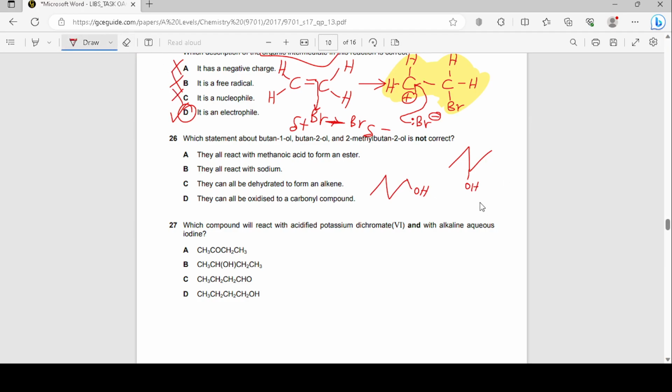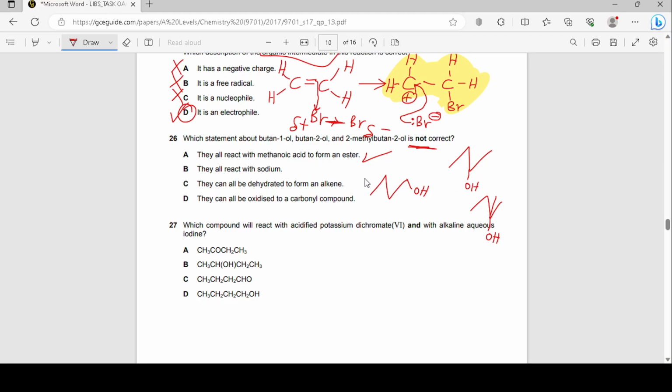And then you have 2-methyl butane 2-ol, so that would be like this. And this would be butane 2-ol and 2-methyl, so there would be a methyl branch there. Okay, and then they all react with methanoic acid to form an ester. That's true, and they're asking about not correct. So obviously that's true, because they're all alcohols, so they will react with carboxylic acid to form an ester.